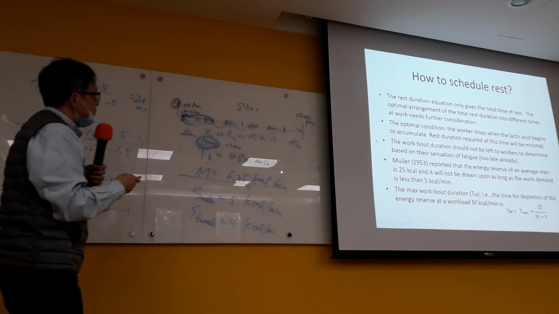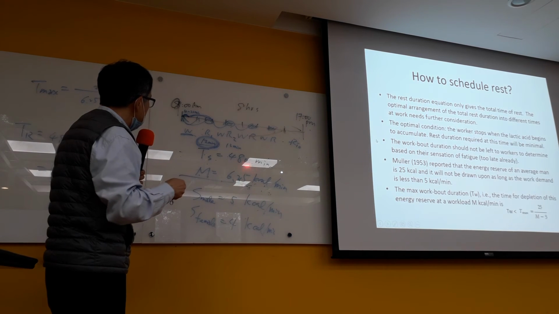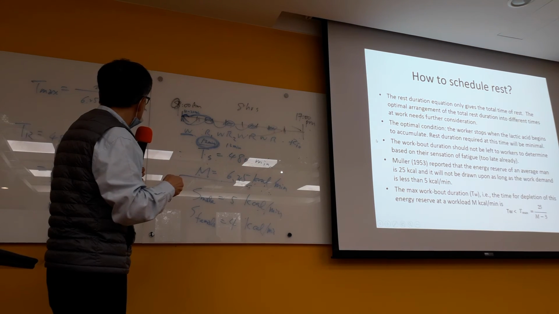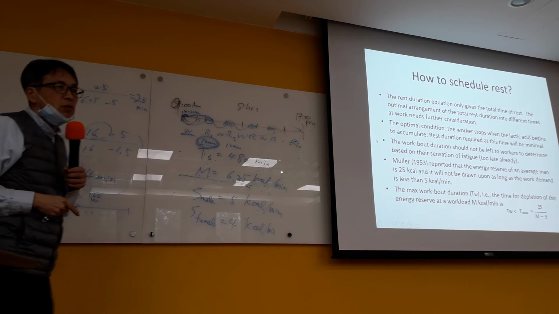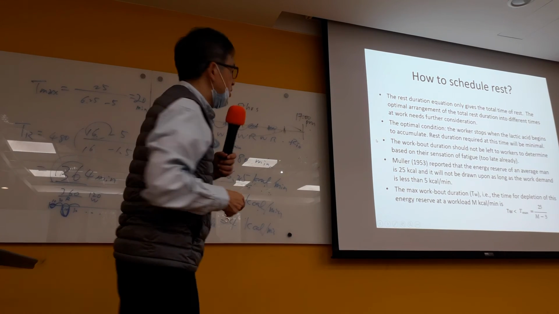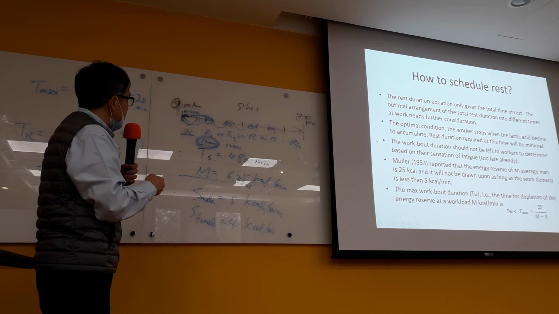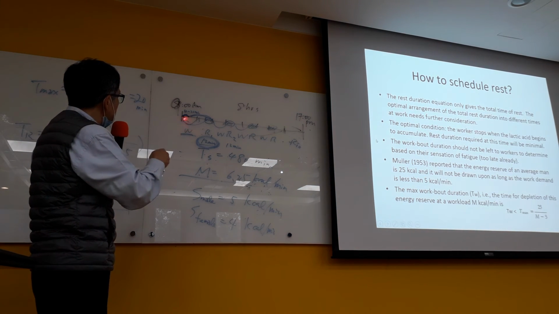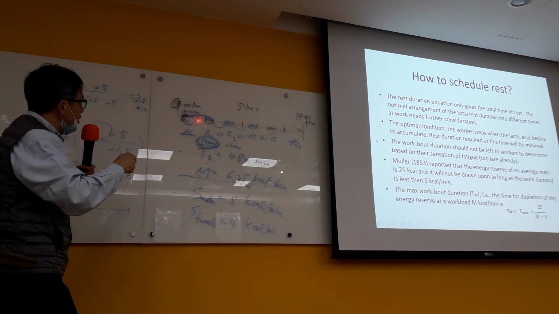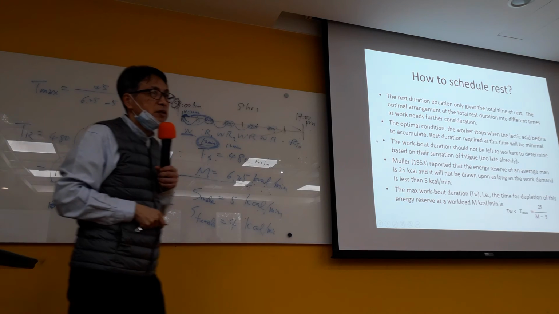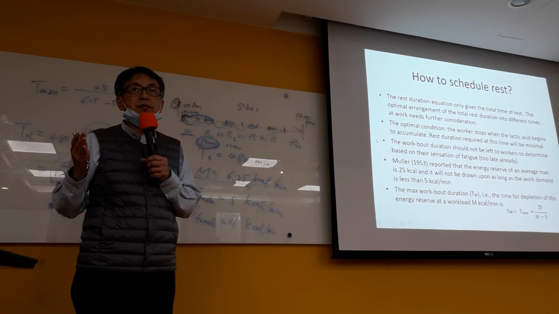So what does that mean? When you schedule the rest, what is the rest? I forgot. 130, right? It was 130 minutes. When you schedule the 130 minutes, make sure each work bout is less than 20 minutes. Maximum one is 20, and then some rest. 20 and some rest. Okay? Got the idea?